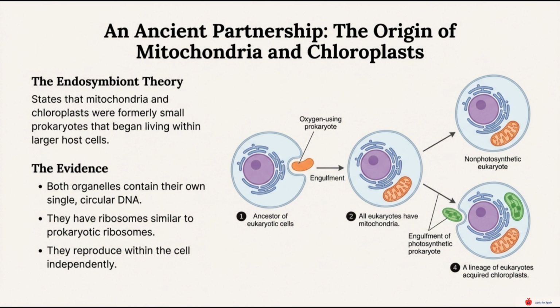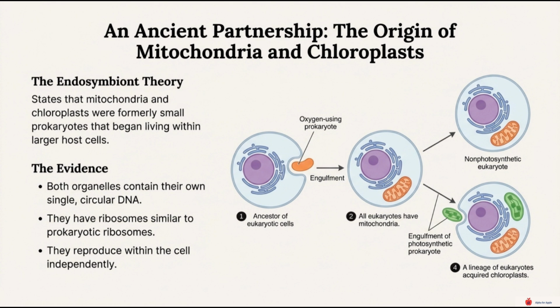What's the evidence for something like that? It sounds pretty wild. The evidence is incredibly strong. Both mitochondria and chloroplasts have their own single circular DNA molecule, just like a prokaryote. They have their own ribosomes that resemble prokaryotic ribosomes, and they reproduce on their own inside the cell. Wow, so they're like ancient tenants that never left. And became essential parts of the household.